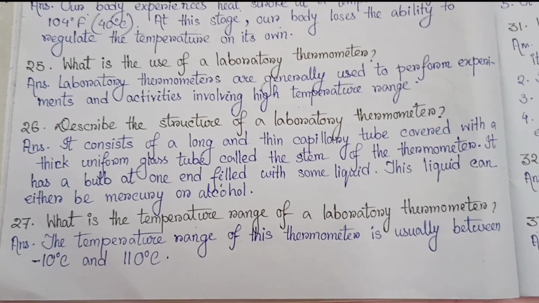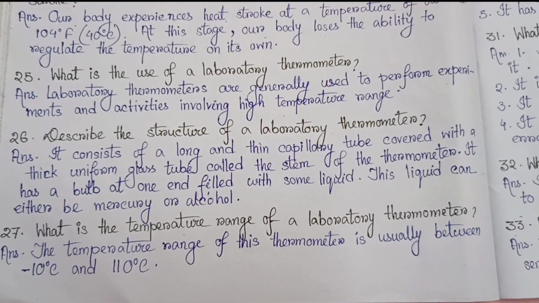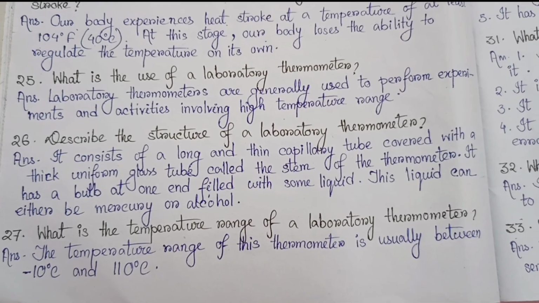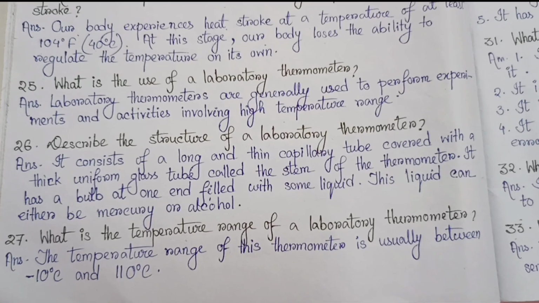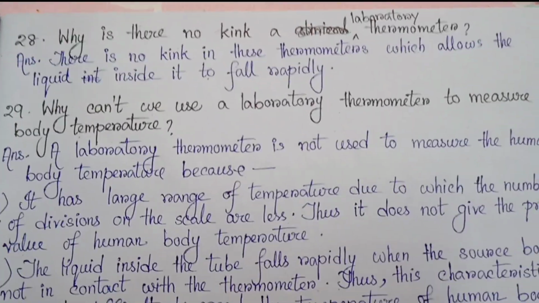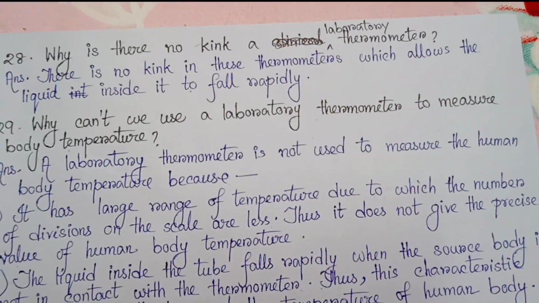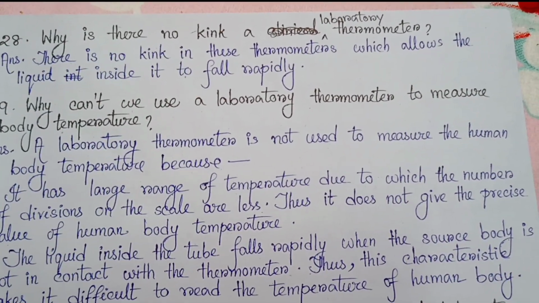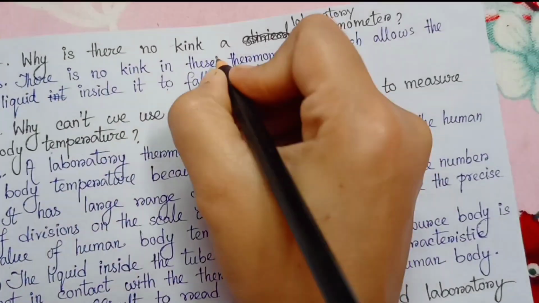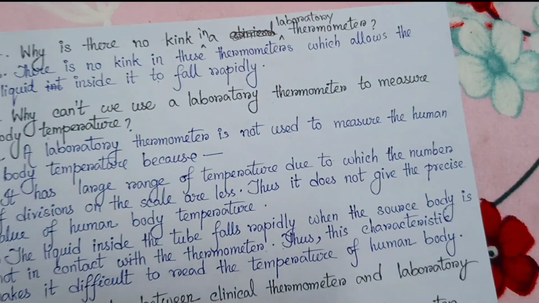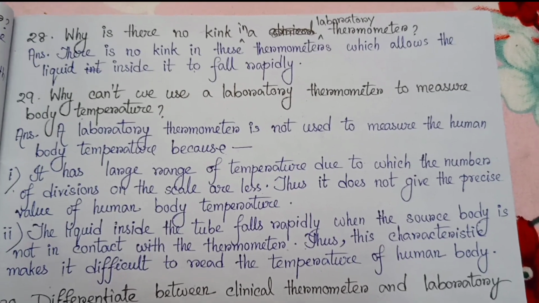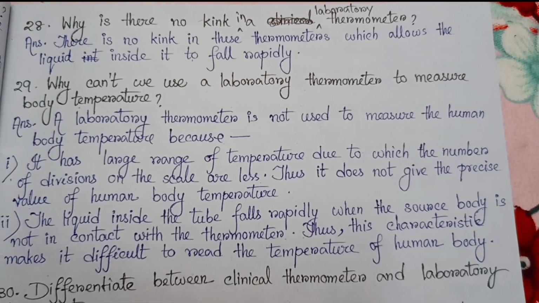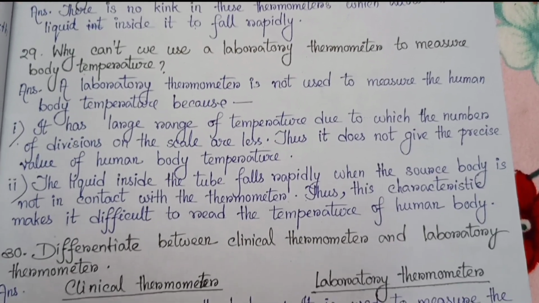27. What is the temperature range of a laboratory thermometer? The temperature range of this thermometer is usually between minus 10 degrees Celsius and 110 degrees Celsius. 28. Why is there no kink in a laboratory thermometer? There is no kink in these thermometers which allows the liquid inside it to fall rapidly.